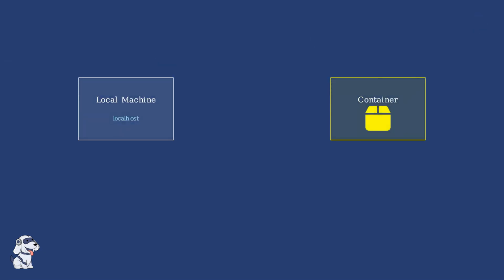Port mapping is the bridge that connects your local development environment to your running container. Port mapping allows you to access services running inside a container from your local machine. Think of it as creating a tunnel between your computer and the container. The Docker run command with the -p flag creates this port mapping.